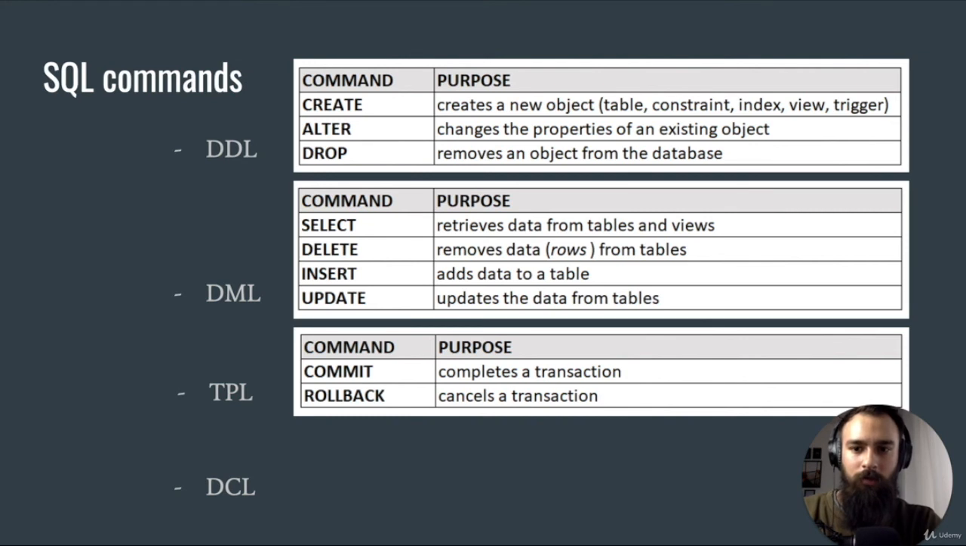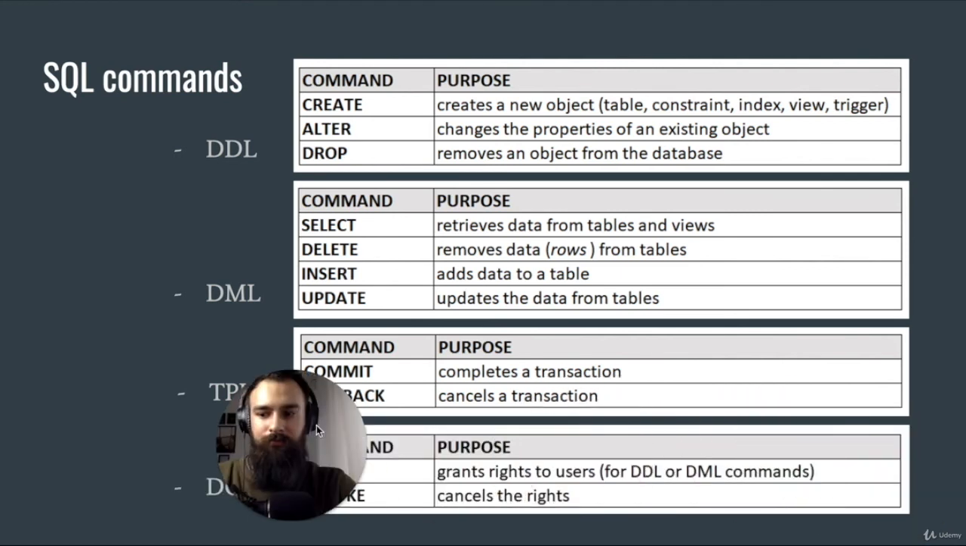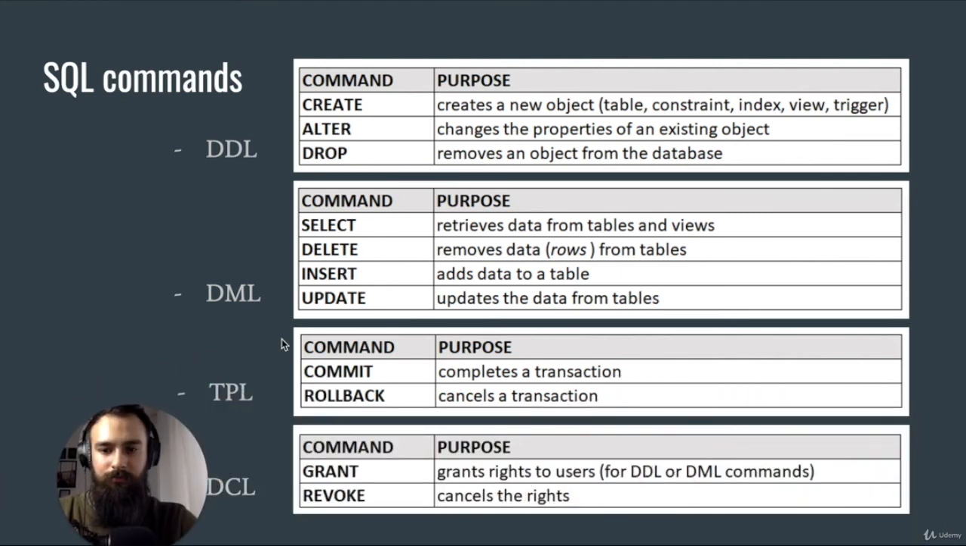The last group of commands is the DCL, which is the data control language. It contains two commands, grant and revoke. Grant, which gives rights to users. A user can have rights to create, alter, drop objects, can have rights to select data, delete data, even insert or update. While the revoke command will cancel the rights.